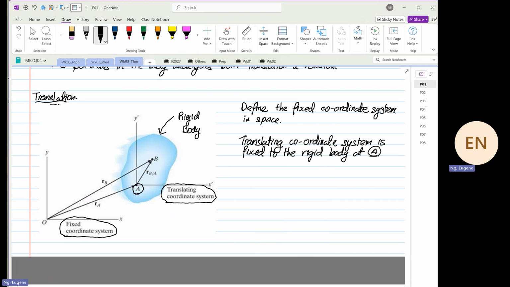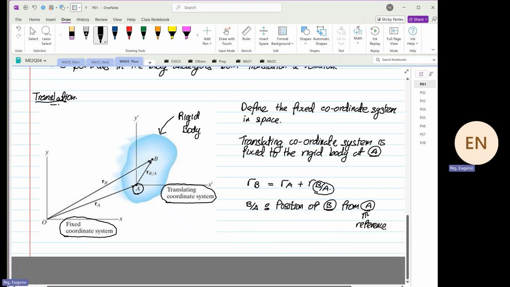Okay, so if we want to know what is RB, this is equal to RA plus RB from point A. Now B over A, you can see this term over here. It means position of point B from point A. So basically point A, if B over A, this is your reference. Are we clear? In a fraction, everything at the denominator is the reference. Are we clear? Okay, likewise for this.